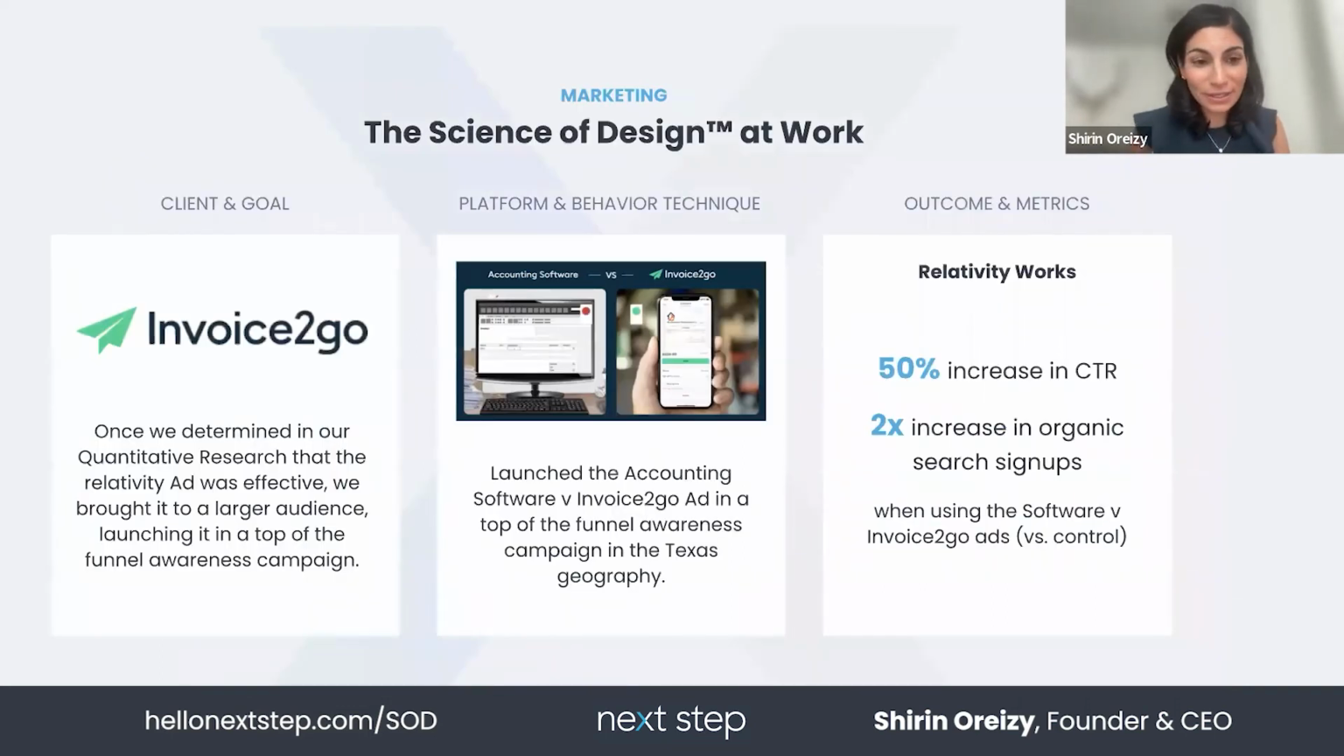Another example is for a client of ours that is another financial technology solution. They provide on-demand, on-the-go invoicing for small businesses. What we ended up doing was comparing their on-demand mobile solution to what we knew was the alternative, which is using accounting software. And we noticed that we were able to get about 50% increase in their click-through rates for their ads and about a 2 times increase, so double, in terms of signups for them when we did this kind of simple intervention of using relativity.